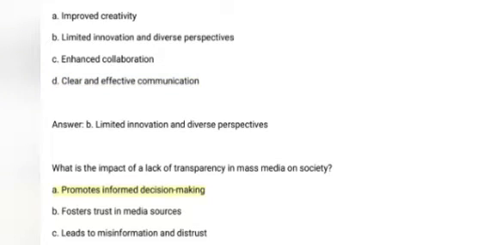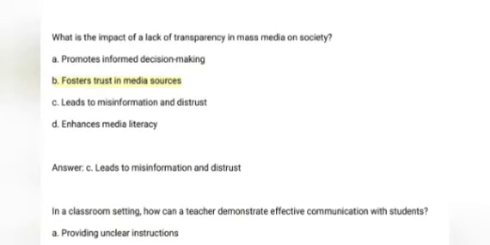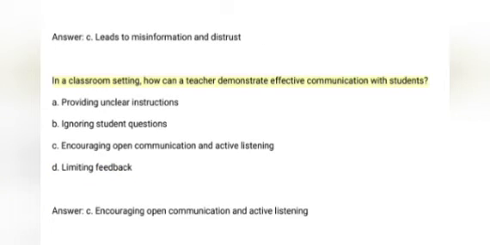What is the impact of a lack of transparency in mass media on society? A. Promotes informed decision-making. B. Fosters trust in media sources. C. Leads to misinformation and distrust. D. Enhances media literacy. Answer: C. Leads to misinformation and distrust.